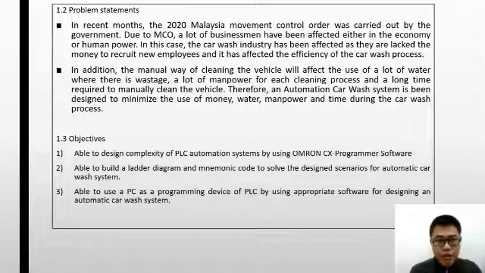The first objective is that students will be able to design complex PLC automation systems by using Omron CX-Programmer software. Next, students will be able to build a ladder diagram and mnemonic code to solve the design scenarios for the automatic car wash system. The last objective is that students will be able to use a PC as a programming device of PLC by using appropriate software for designing an automatic car wash system.